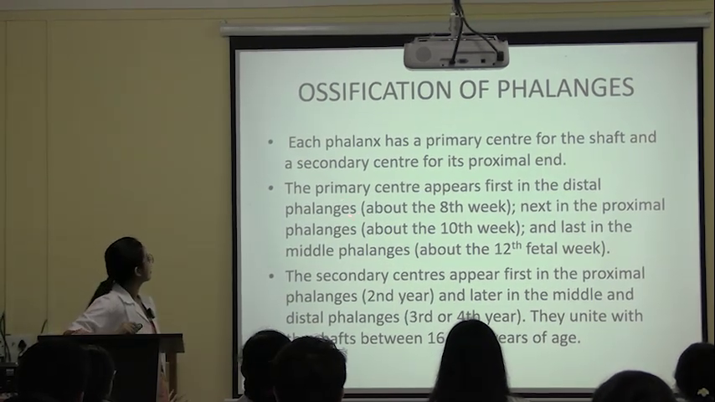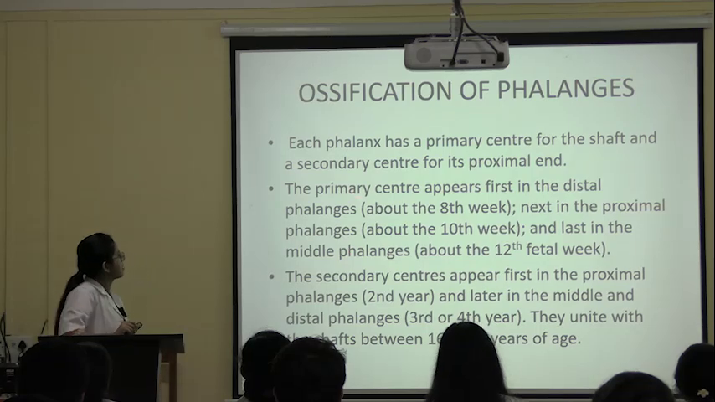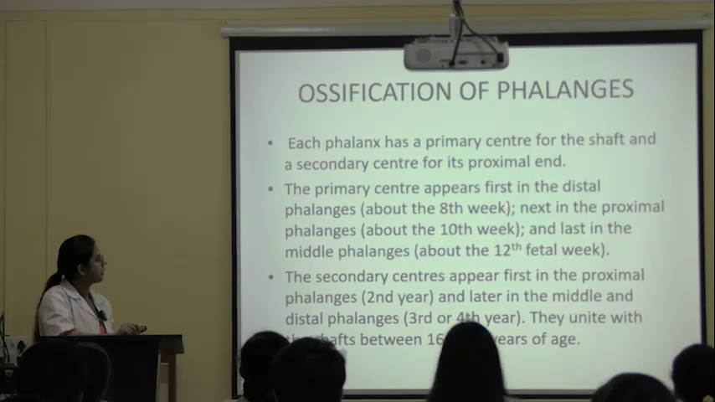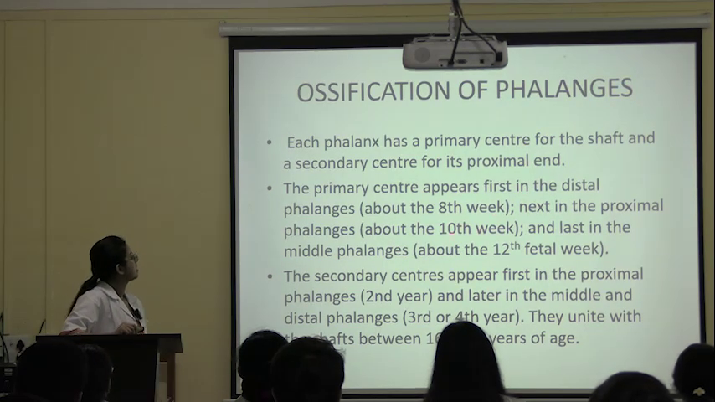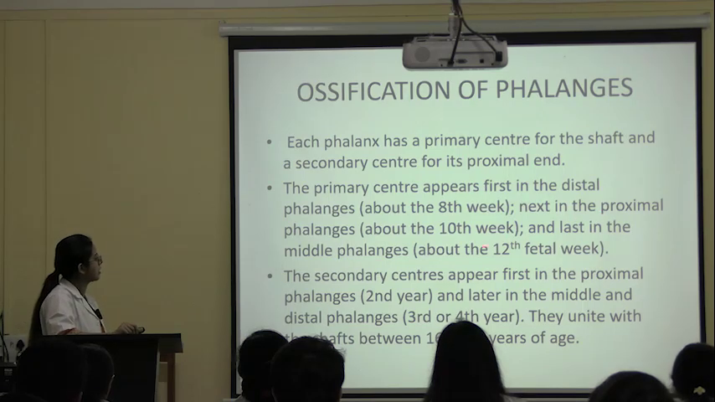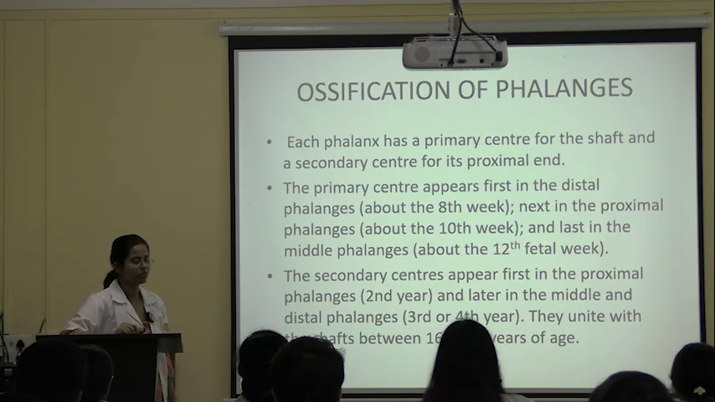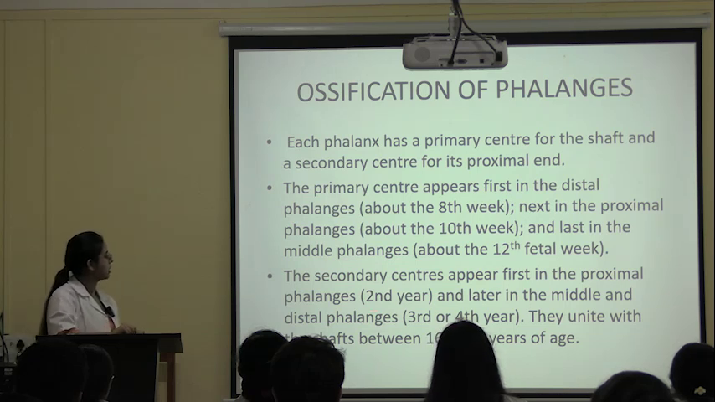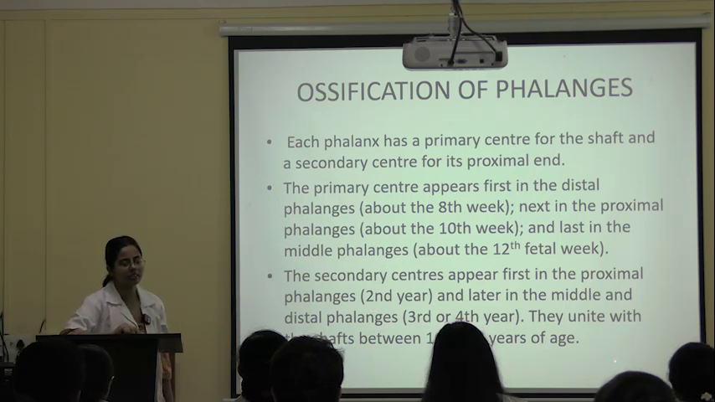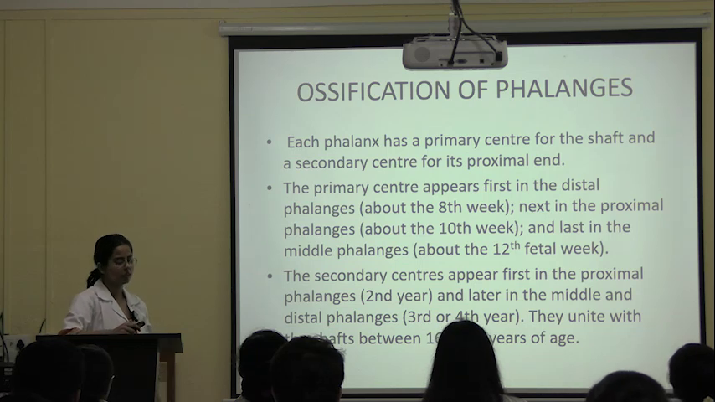Now, in the distal phalanx, the primary center will appear at around the 8th week, in the proximal phalanx the 10th week, and the 12th week in the middle phalanx. And here also the secondary centers appear in the 2nd year, 3rd or 4th year, then they will unite with the shaft between 16 to 18 years.